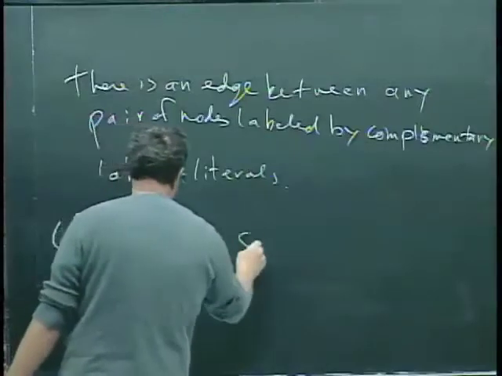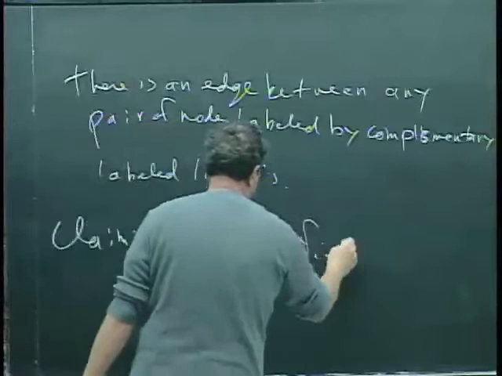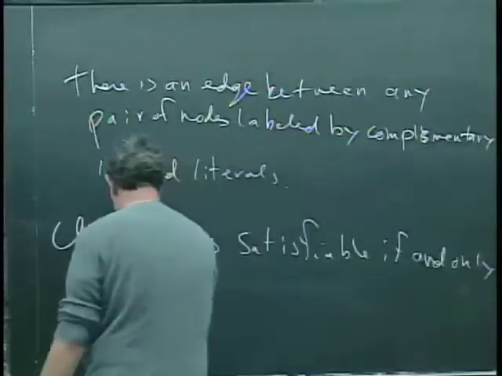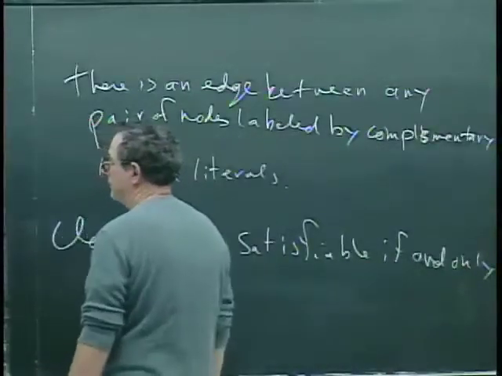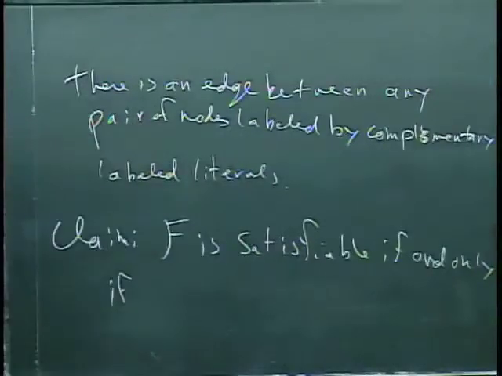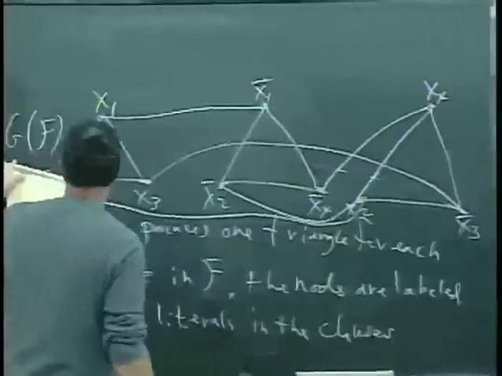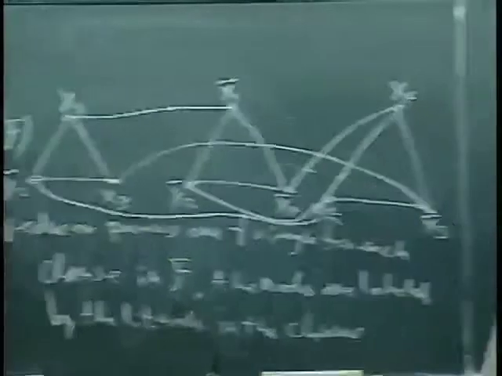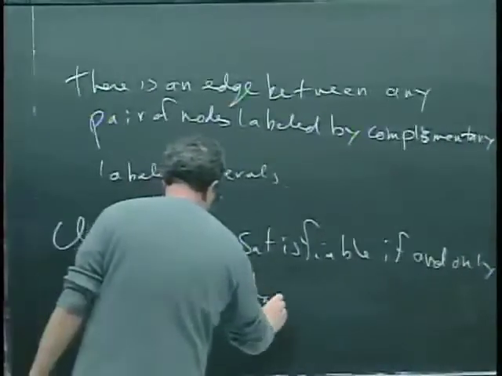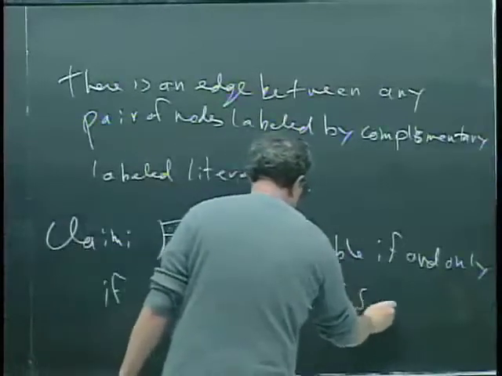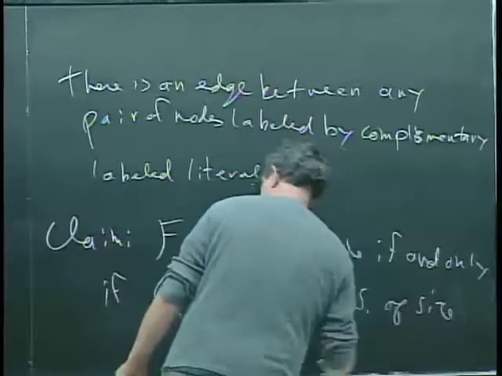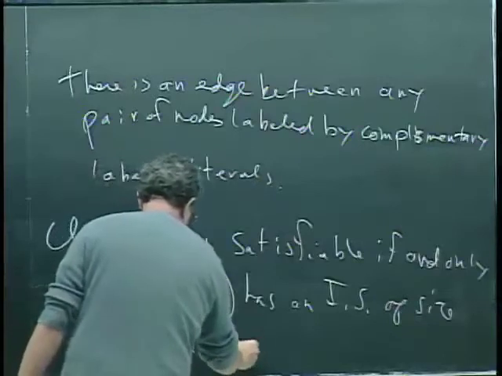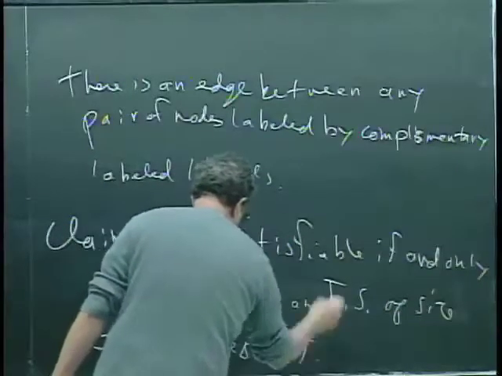Then we claim F is satisfiable if and only if, let's give this graph a name, let's say GF, that's a graph that was based on F, if and only if GF has an independent set of size equal to the number of clauses of F. Okay?